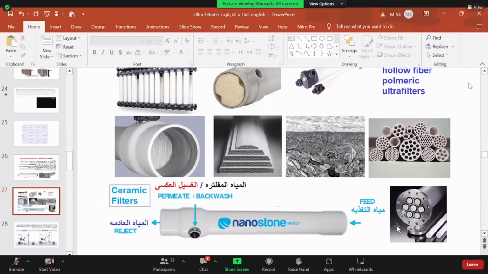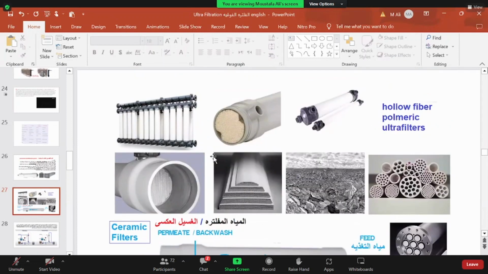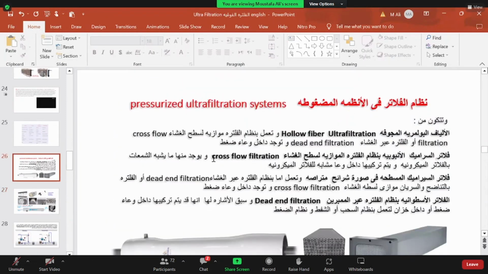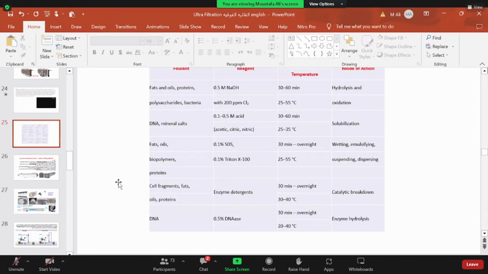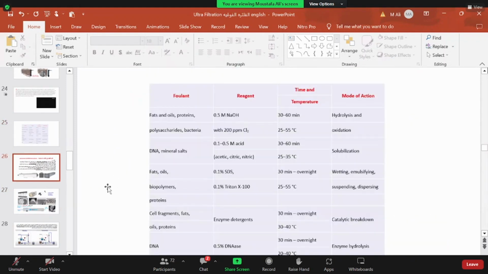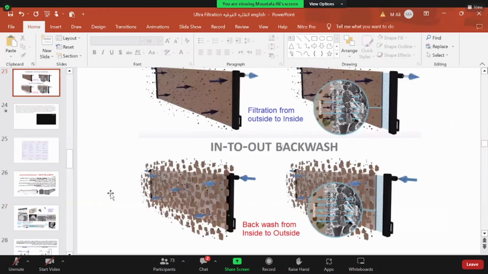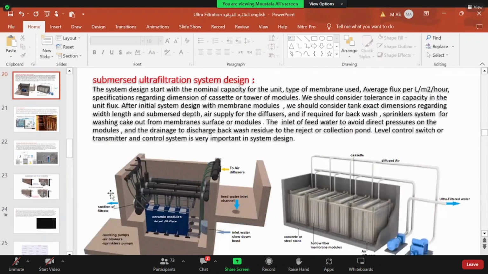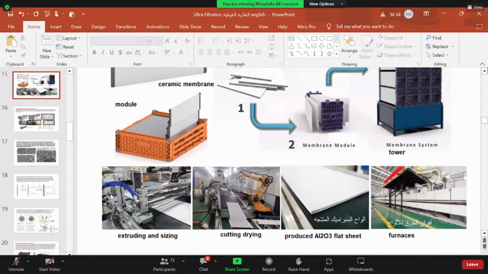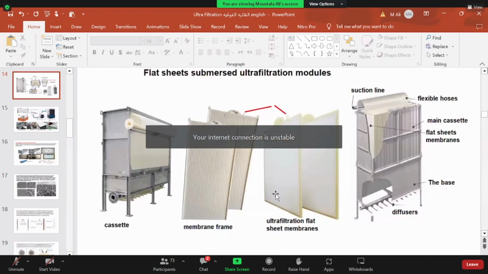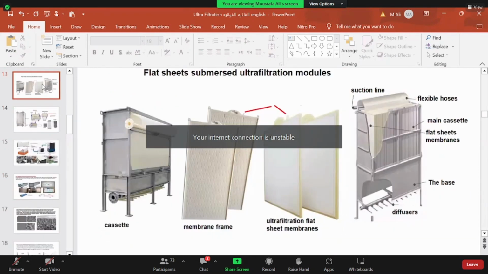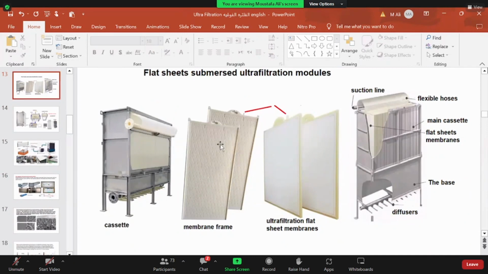So let's come to our main point. As I say, this is the tubular, this is the hollow fiber type of membrane. Let's see the submerged application. For the submerged application, let's consider the polymeric membrane.